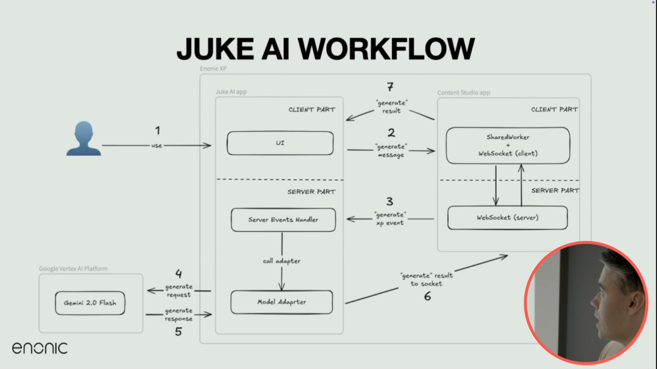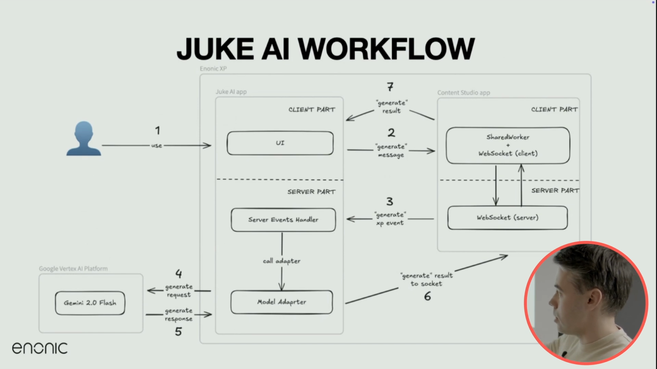This is the generalized workflow of such an application. The core parts are the same, but some parts may be different for each specific application. But the user usually interacts with the Juke application UI, and he clicks something, requests maybe to make some field shorter, and then we send a message to the Content Studio part, and this is part of our optimization, not specifically Juke AI optimization, but the next version of Content Studio.